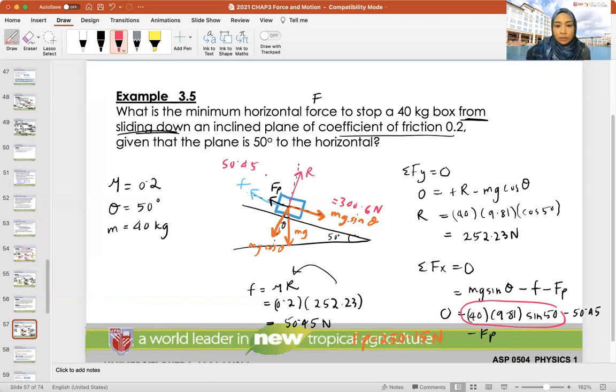Therefore, FP should be 250.15 Newton to keep everything at rest. So 50 plus 250 is equal to 300. They cancel out each other. The box has a net force of 0 in the x-axis. Okay, so that is what happened.